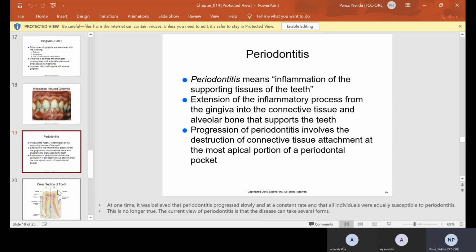Periodontitis means inflammation of the supporting tissues of the teeth, an extension of the inflammatory process from the gingiva into the connective tissue and alveolar bone that supports the teeth.